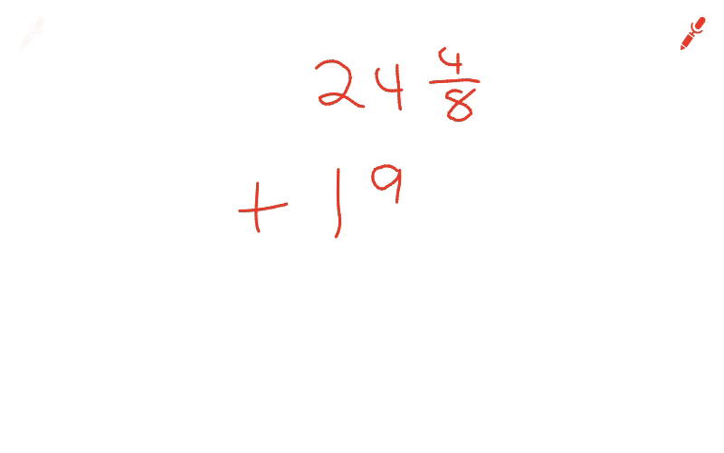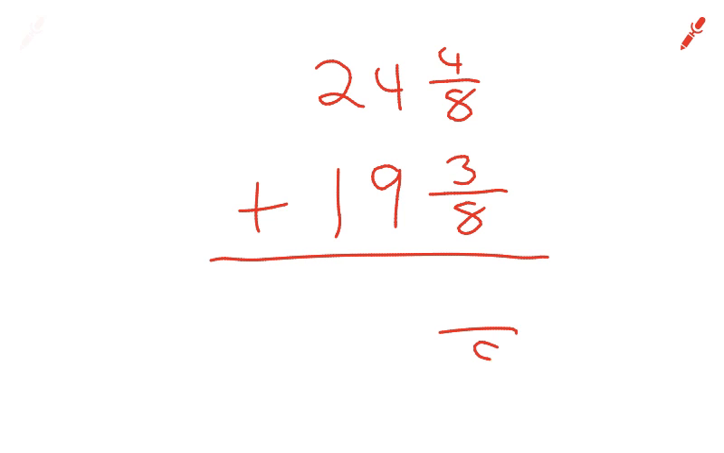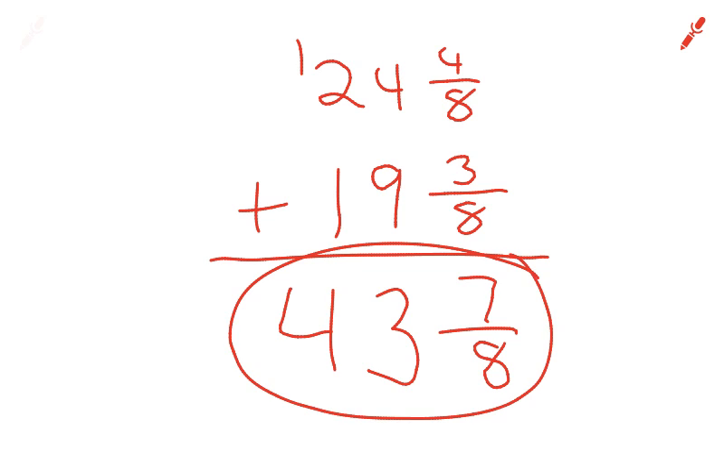1c, 24 and 4/8 plus 19 and 3/8. Our 8 is our bottom number. 4 plus 3 gives us 7. 4 plus 9 is 13. Carry the 1. 2 plus 1 is 3. Plus 1 is 4. Our answer is 43 and 7/8.